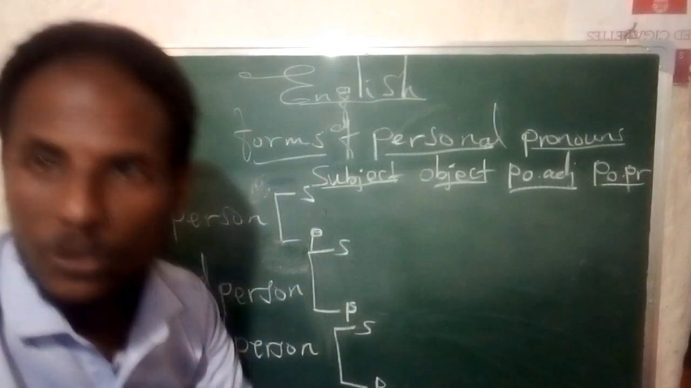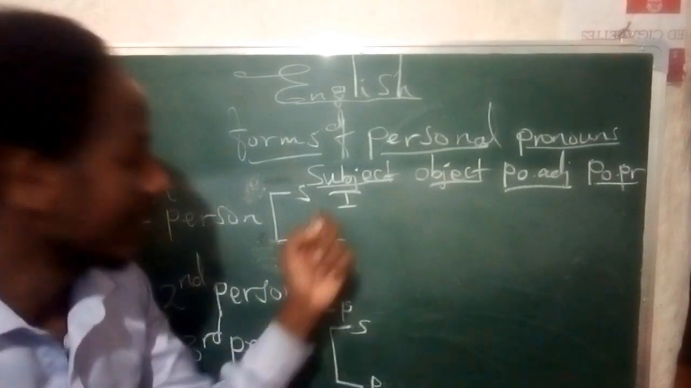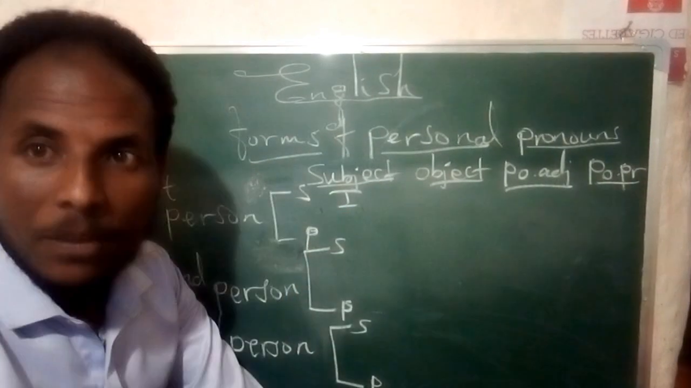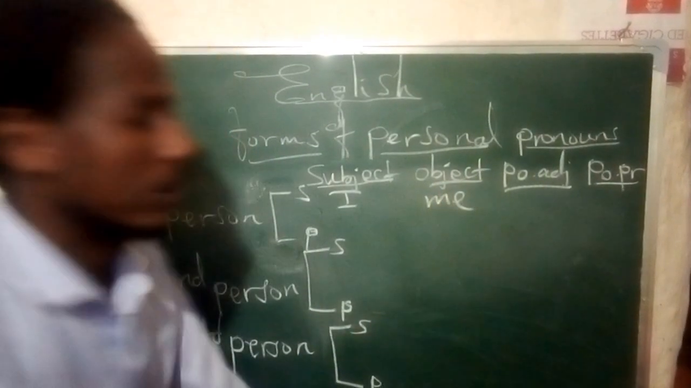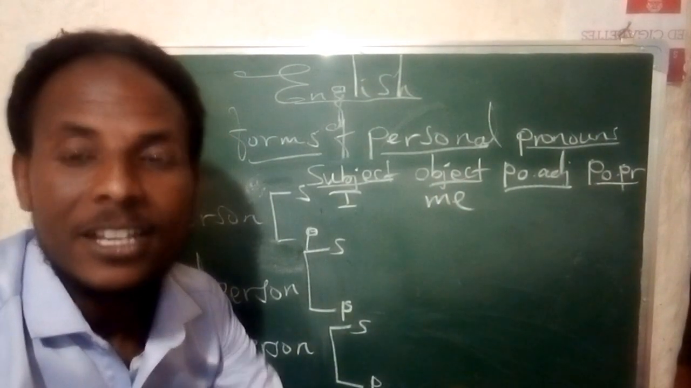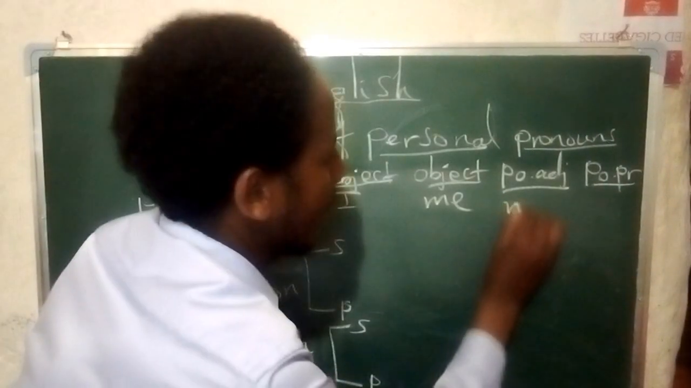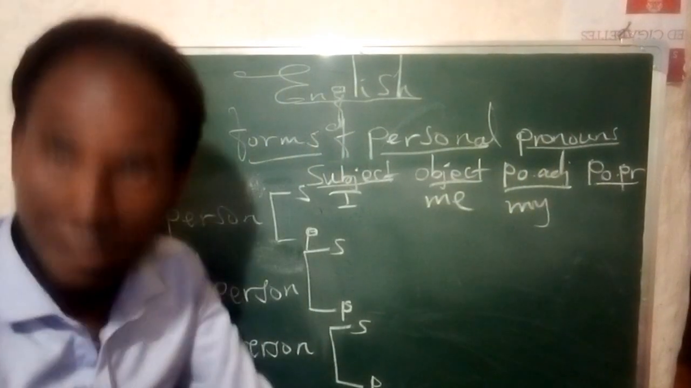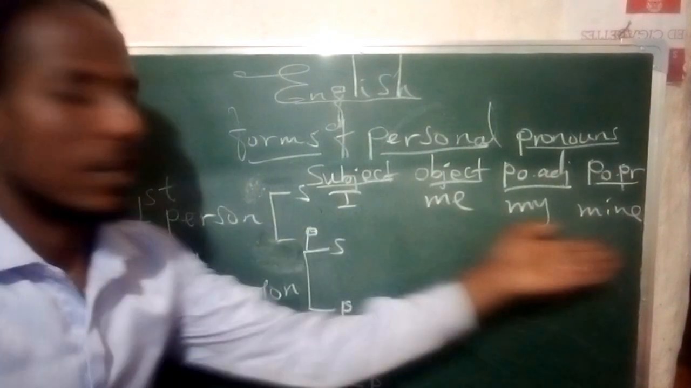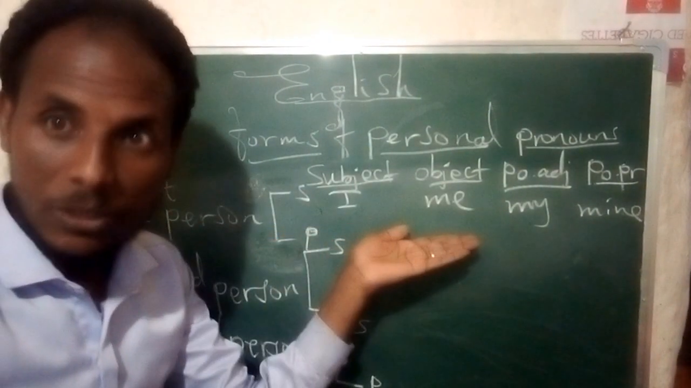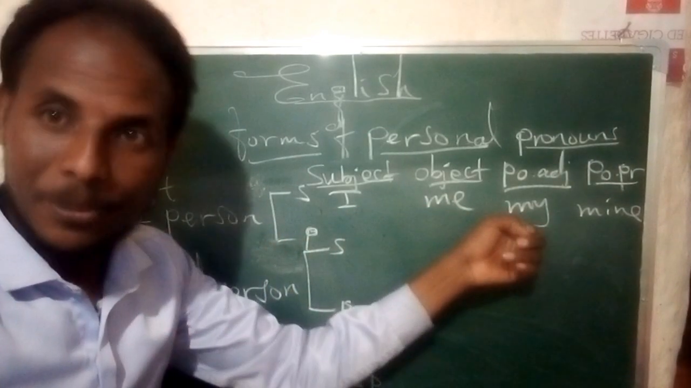With the first person singular used as a subject, it is I. So I is the first person singular subject. Pronoun I used as an object is me. What about the first person singular pronoun used as a possessive adjective? My, and as a possessive pronoun, mine. These are the first person singular pronoun I used as a subject, an object, a possessive adjective, and a possessive pronoun.